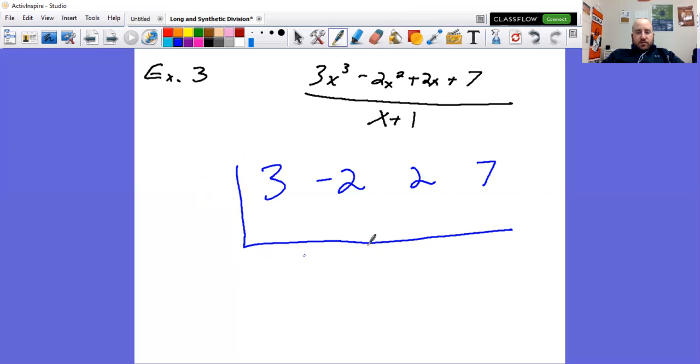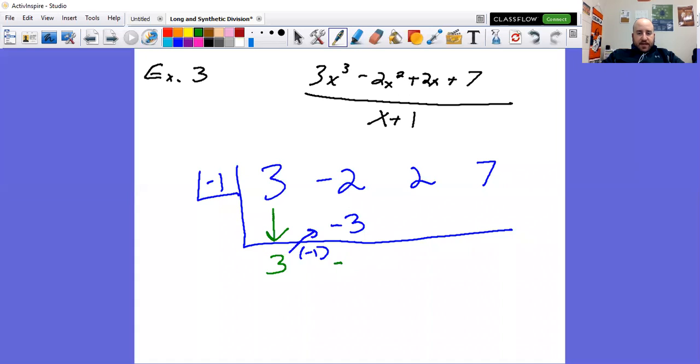So write your coefficients, write your L, put your box. We're going to fill it with the constant of our divisor, but with the opposite sign. So not +1, but -1. Okay. Now I'm going to try to change up the colors a little bit. So bring down the 3. Then I'll go back to blue up here. We're going to multiply it by -1, which is -3.